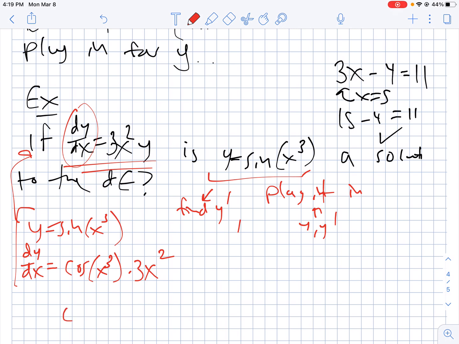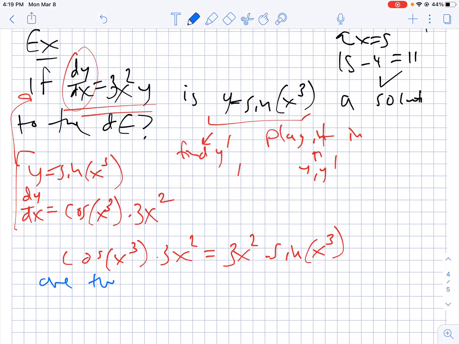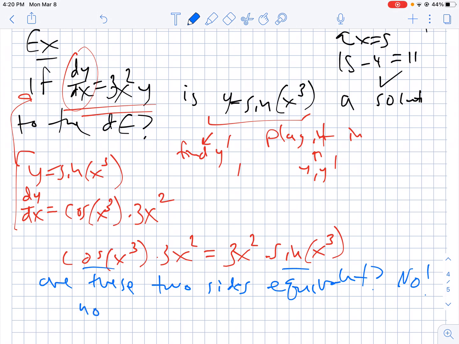So I'm going to take both of those and plug them into this equation. When I do that, I get cosine of x cubed times the 3x squared equals 3x squared times sine of x cubed. Once I've plugged in, the question I ask myself is: are these two sides equivalent? Are these two sides mathematically always equal to each other? Are they the exact same? Hopefully you can see the answer is no. One of them has a sine, one has a cosine. So that means it is not a solution.